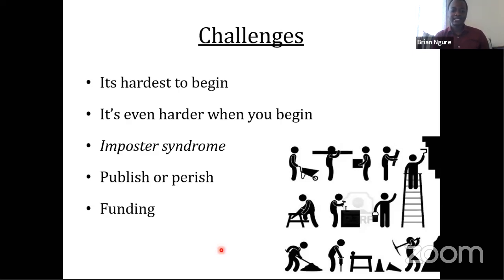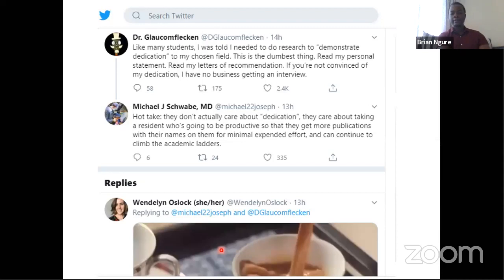Then you realize that over time, there's a publish or perish narrative that goes around. So if you are not publishing, then you probably perish. Then you discover how difficult it is to publish, and you start getting stressed about it. And obviously issues of funding, because carrying out research is quite expensive.